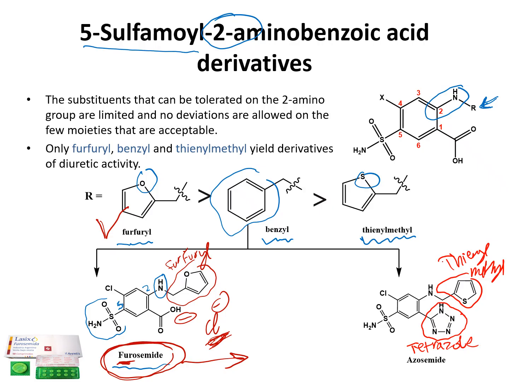طيب حكينا قبل شوي عشان يكون الستراكشر active لازم يكون عندنا elements هون. As we can see in the structure we have to have a carboxylic acid. In this structure you don't see a carboxylic acid. So what's going on here? Tetrazole is a bioisosteric replacement for carboxylic acid because tetrazole at physiological pH will be ionized, with a negative charge.